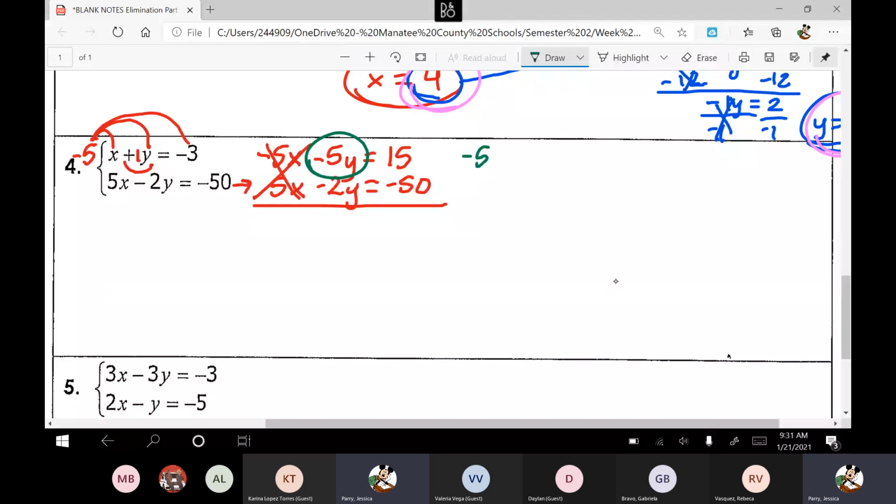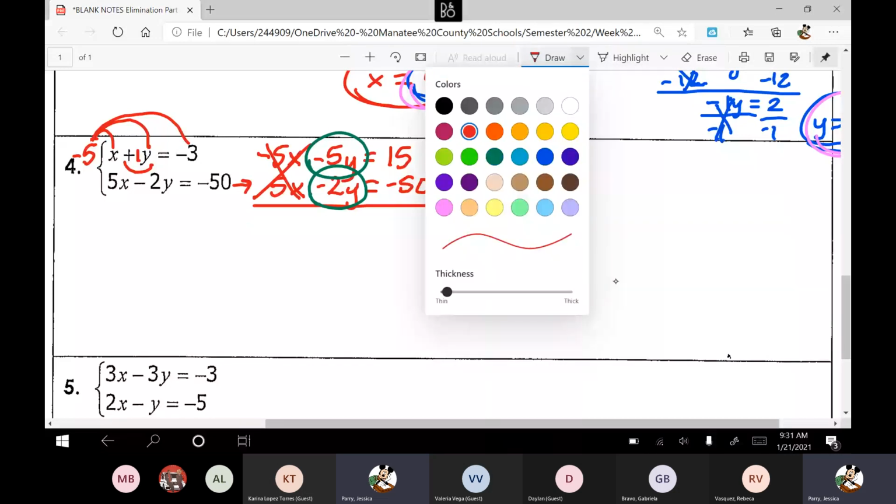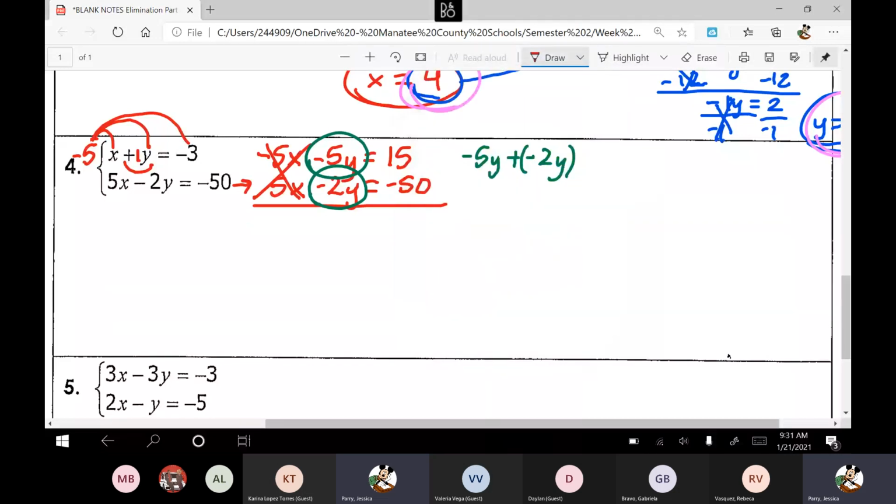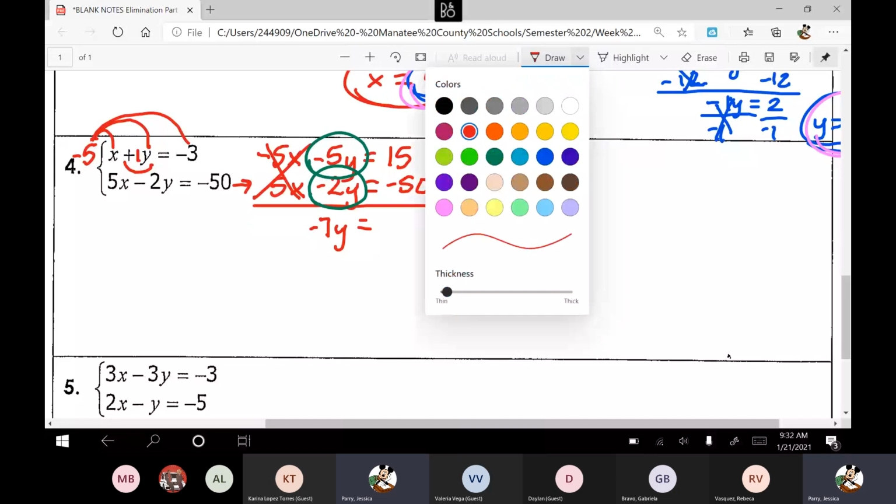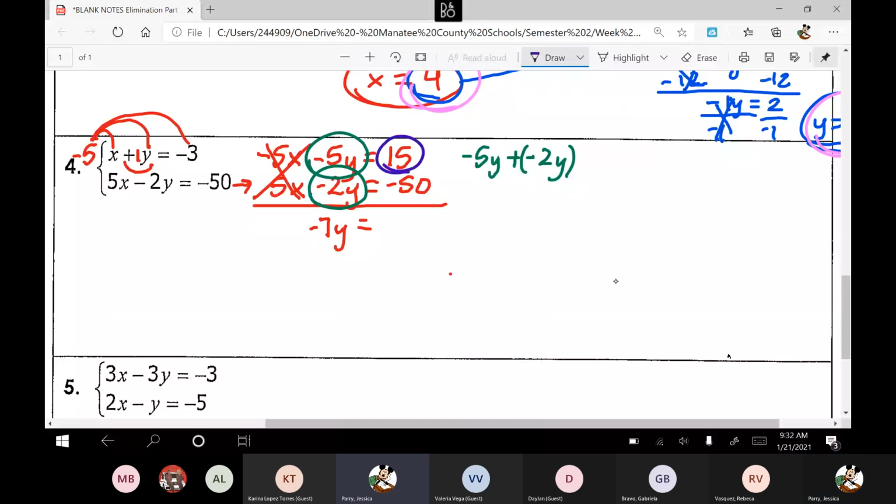Negative 5y plus negative 2y. What is negative 5y plus negative 2y? Negative, negative, same signs, add and keep. Add those numbers and keep the negative, so you get a negative 7y. Bring down the equal sign, and then in our next section, we have 15 plus negative 50.